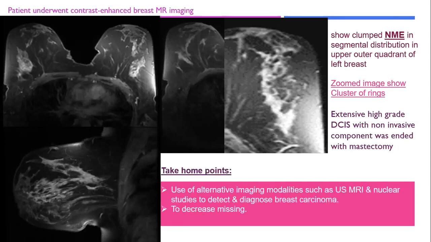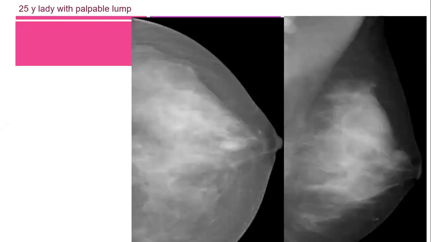So, the take-home point: use alternative imaging modalities such as ultrasound, MRI and nuclear medicine to detect and diagnose breast cancer, to decrease missing. Okay. This 25-year-old lady presented with a palpable abnormality in the left breast.